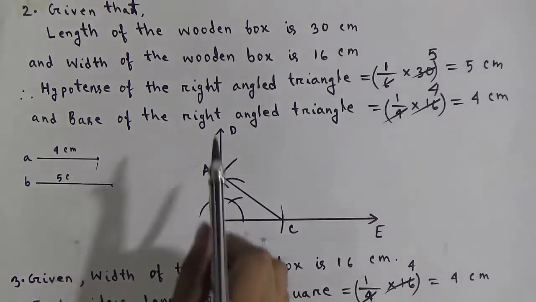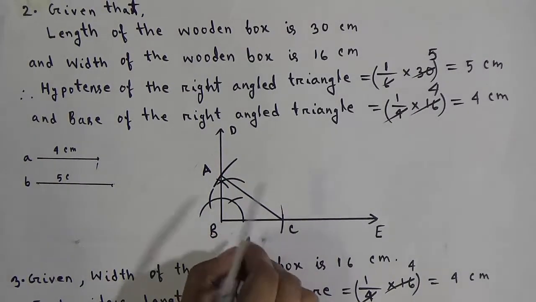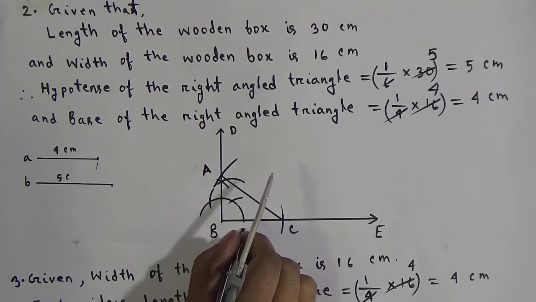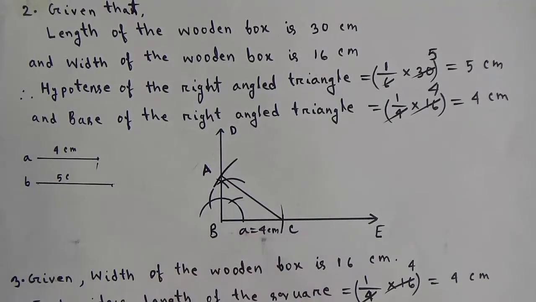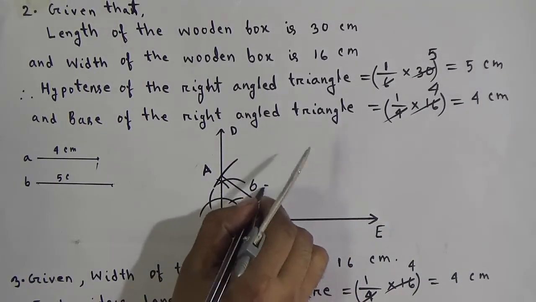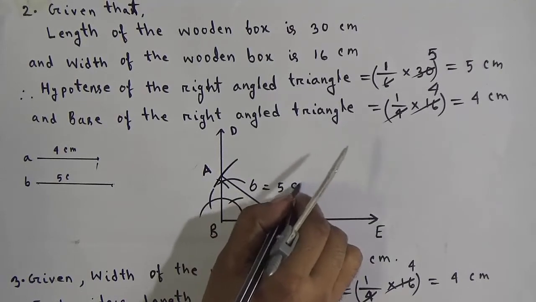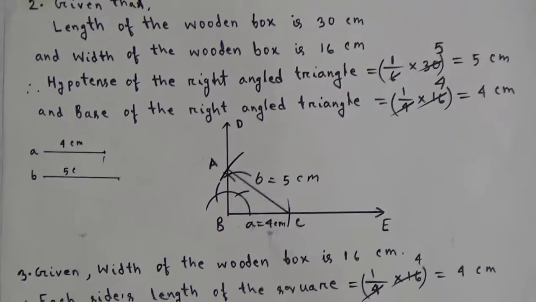Dear students, ABC is our desired right angle triangle which base BC equal to a equal to 4 cm and which hypotenuse is AC equal to b equal to 5 cm. Dear students, we have solved two numbers. Now we will solve three number. At first, we'll read the question.